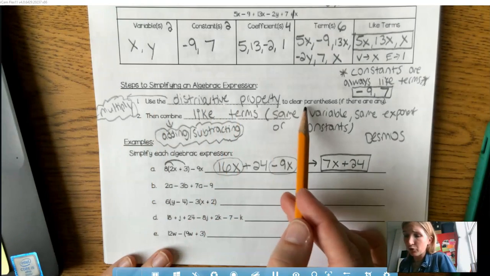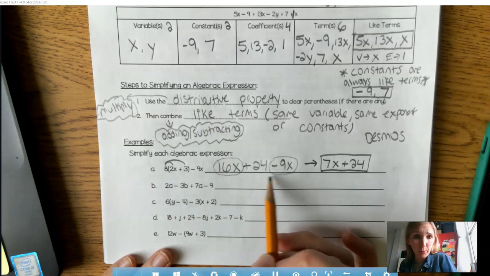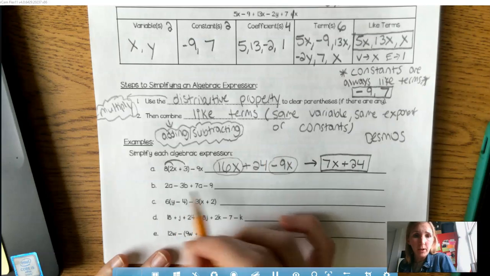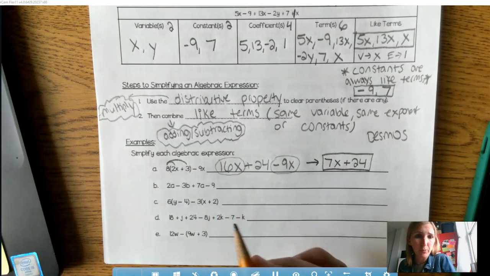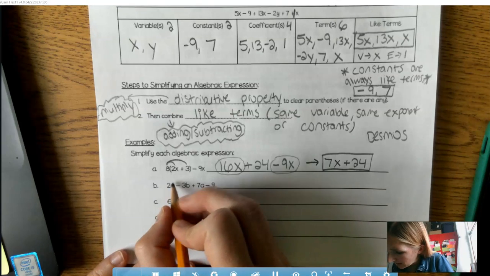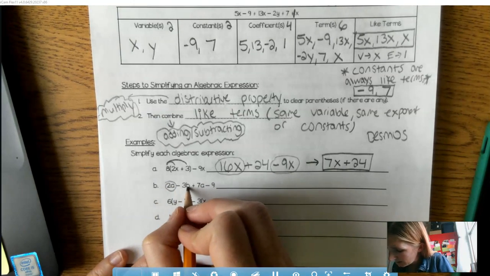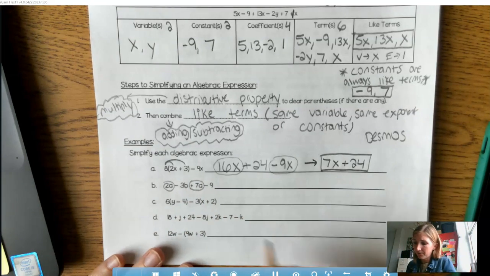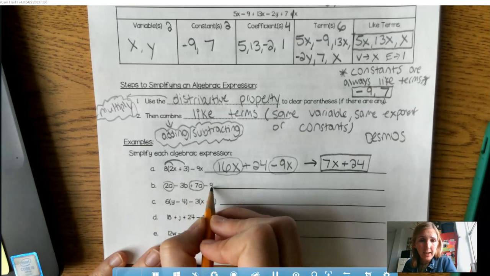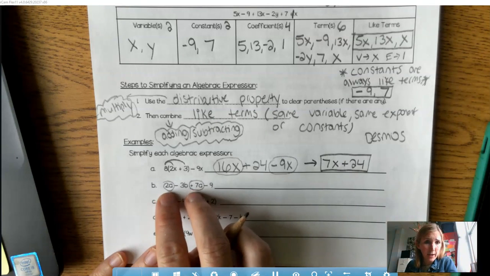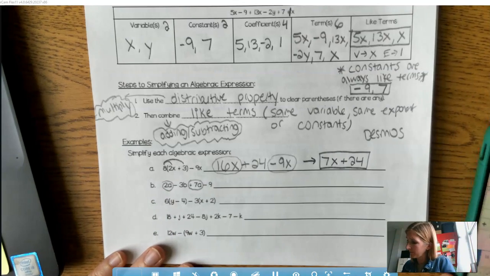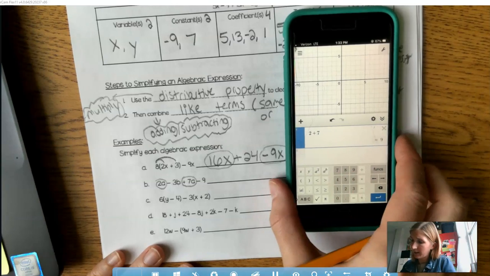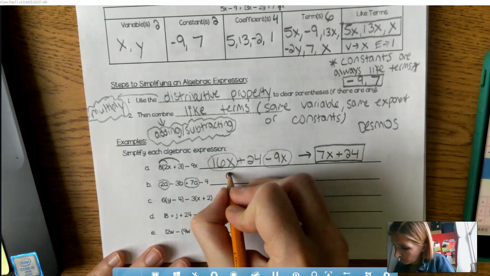So step 1 was use distributive property to clear parentheses. I don't see any parentheses, so step 1 is good. Step 2, combine like terms. All right, so we need to see what like terms we have. Like terms are same variable, same exponent. So I see 2a, that's a b, so that won't work. And I see 7a. All right, I don't see any other b's, and I don't see any other constants. So the only thing that I need to combine is this right here. So 2 plus 7. 2 plus 7 gives me 9. So 9a.